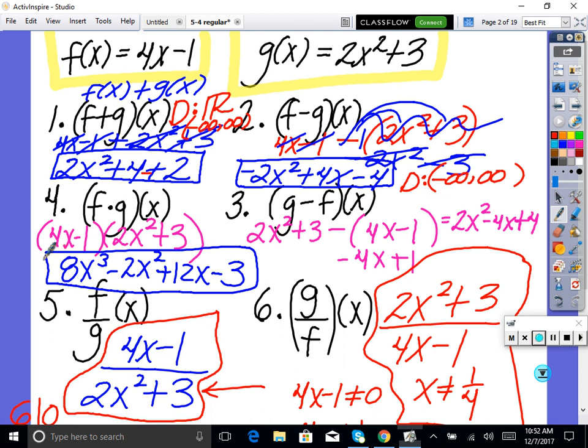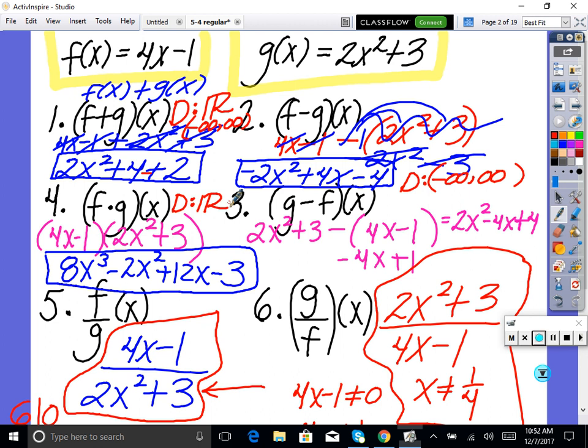This answer did not have a division problem, and it also did not have a radical. So if you graphed it on your calculator and looked where it was growing, it really would be growing from negative infinity to infinity, because there's no problems. So your domain is all real numbers, or negative infinity to infinity. Does everybody get the gist here?